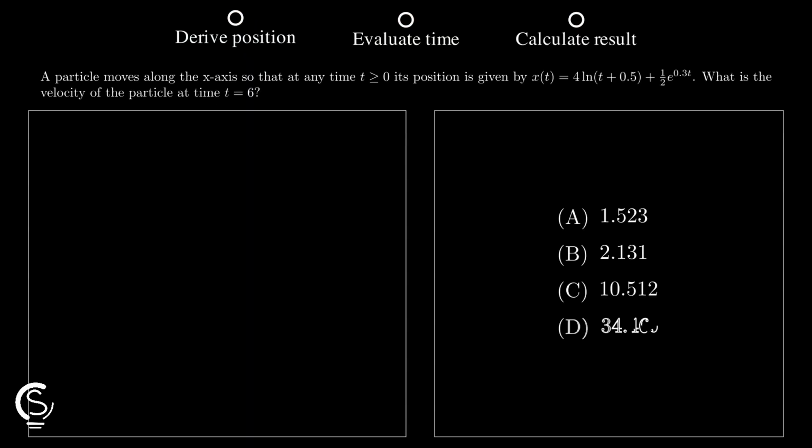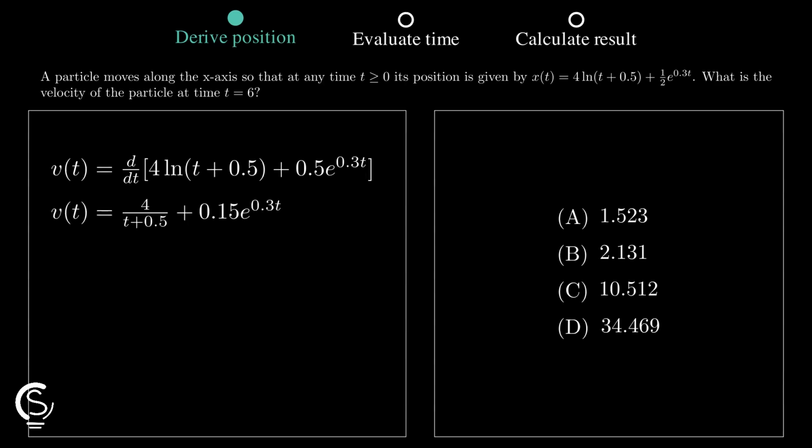First, we find the velocity function by taking the derivative of position with respect to time. Apply the chain rule to both terms to get the correct velocity expression now.